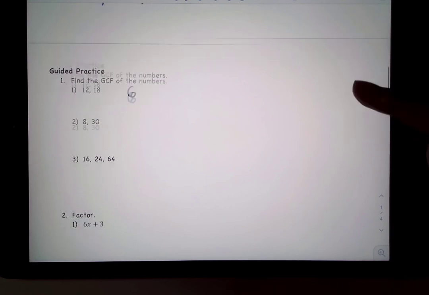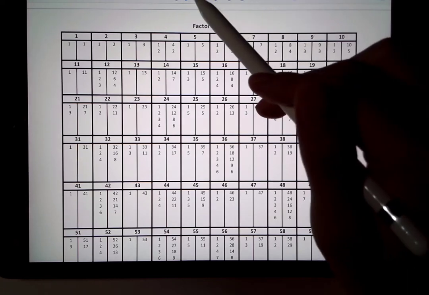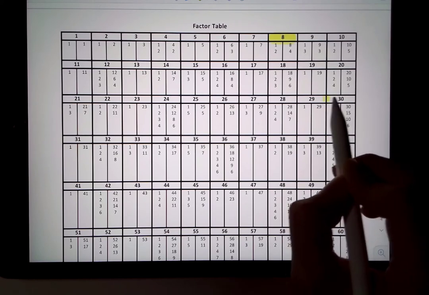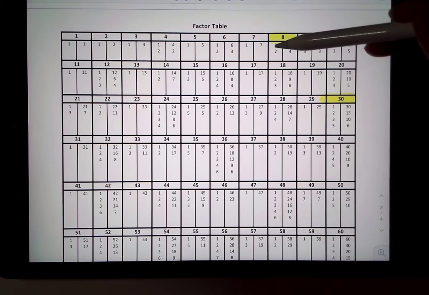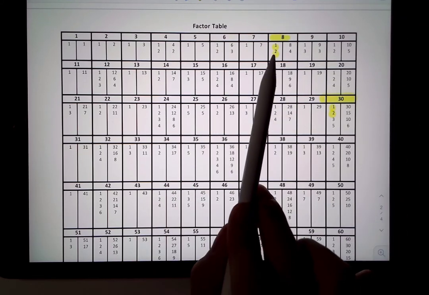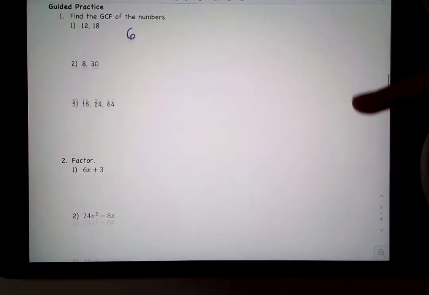And 8 and 30. Then what? You go to the factor table. So my numbers are 8 and 30. Let's compare the numbers here. Do you have 1, 2? Yes, I have 1, 2. Do you have 4? No. Do you have 8? No. So your greatest common factor will be 2, right? Because your common factors are only 1 and 2. So my answer is 2 for this.